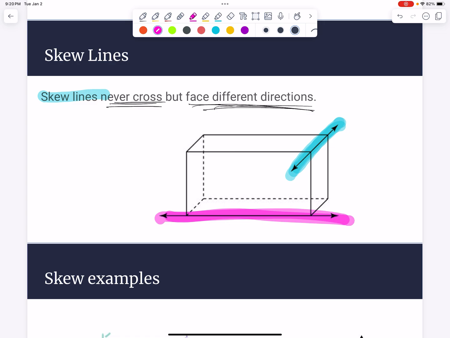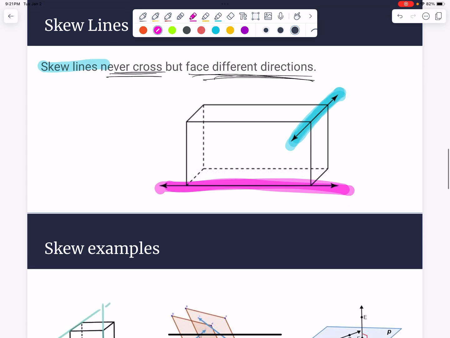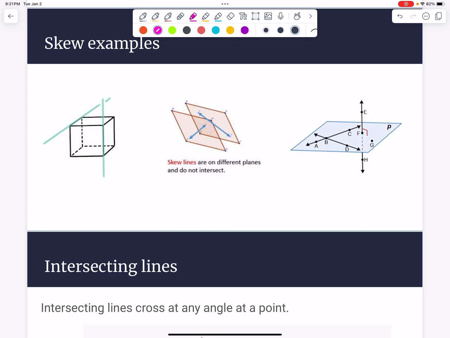They're on different planes. So you could not put those in the same rectangle or on the same sheet of paper. Those are on totally different planes. The blue line is happening above the pink line and facing a different direction, so those are skew. So let's look at some examples of skew. Skew is when they're on different planes, and so they're facing a different direction, but they're never ever going to cross. So there's space in between those.